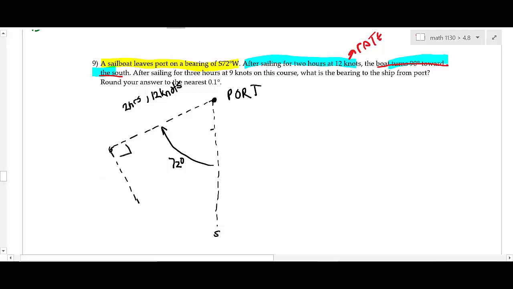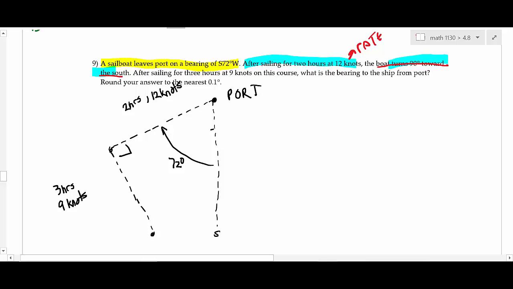You're going to have a right angle right there. And then it says 3 hours, okay, at a different rate. So we just go down like this, and I'm going to write a note to myself that that is 3 hours at 9 knots like that. Okay, so that's what we got so far.